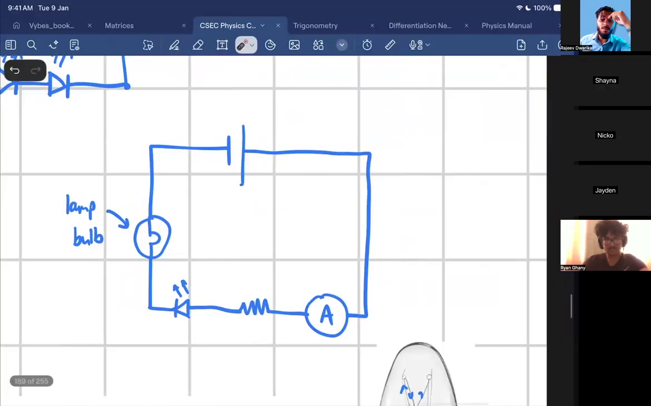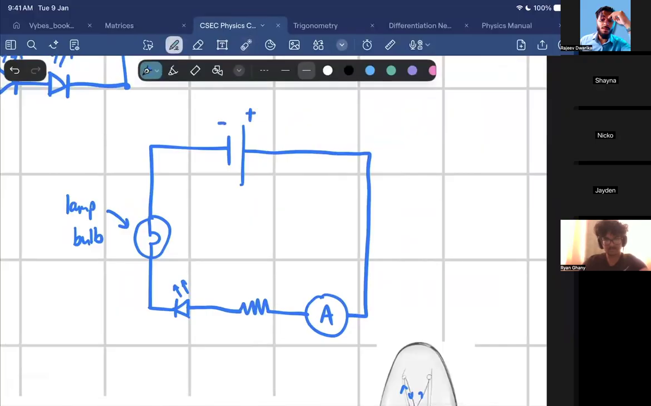But anyways, tell me, is this circuit a parallel circuit or a series circuit? Okay, tell me. Series or parallel circuit? Series. Yeah, series. So all the components are in series, right? Every single component there is in series.